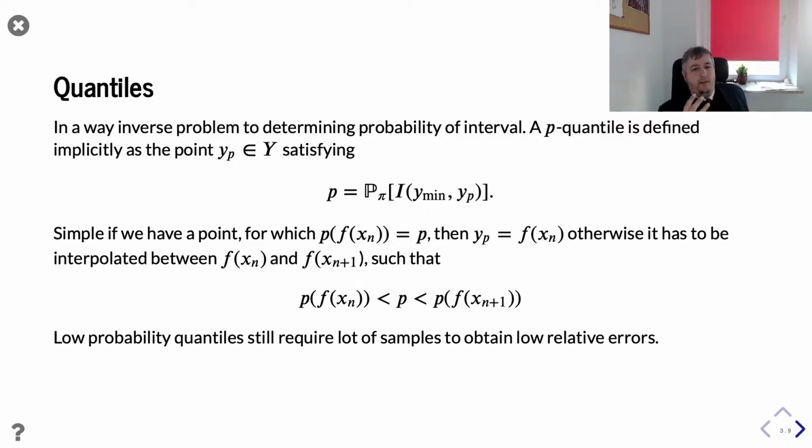Of course, the idea is similar. Quantiles are kind of an inverse problem: to determine the probability of the interval, and it of course is implicitly p. A quantile is defined as a point y_p satisfying that the probability of the interval from the minimum to y_p is equal to p.